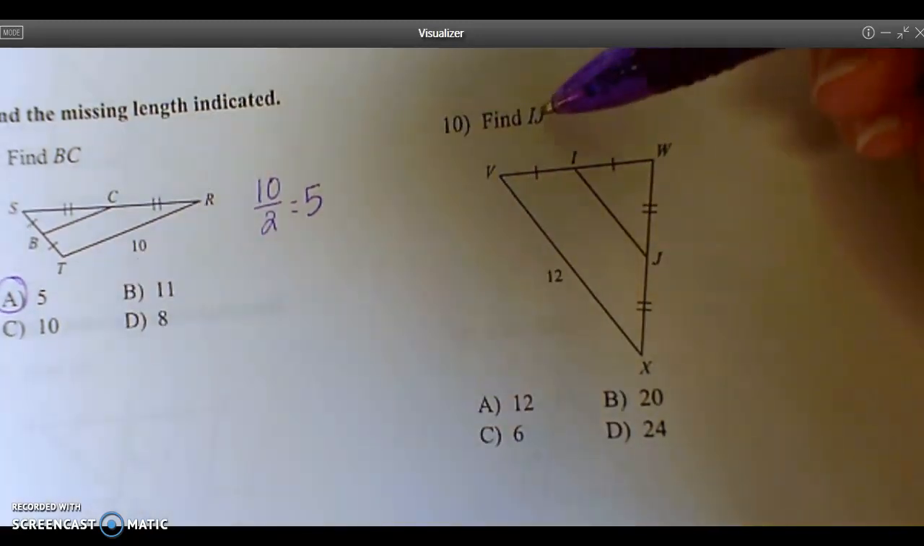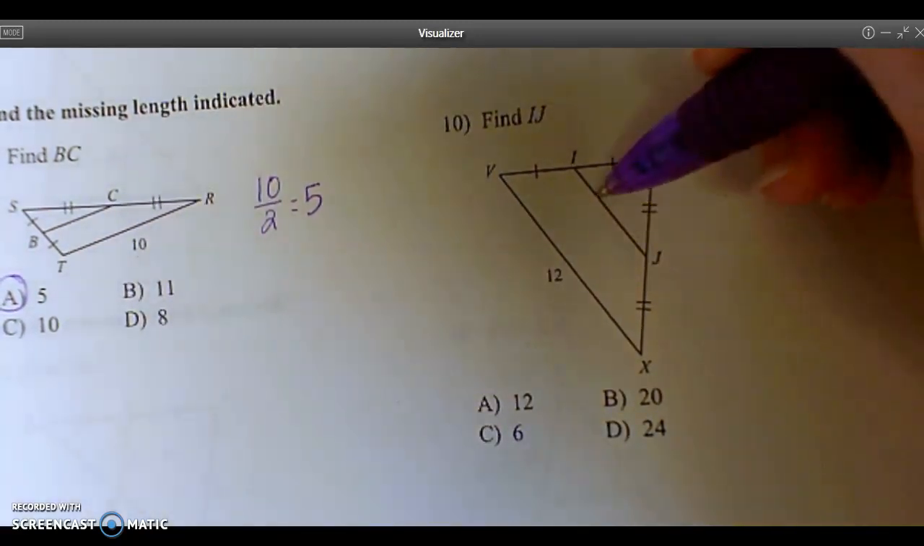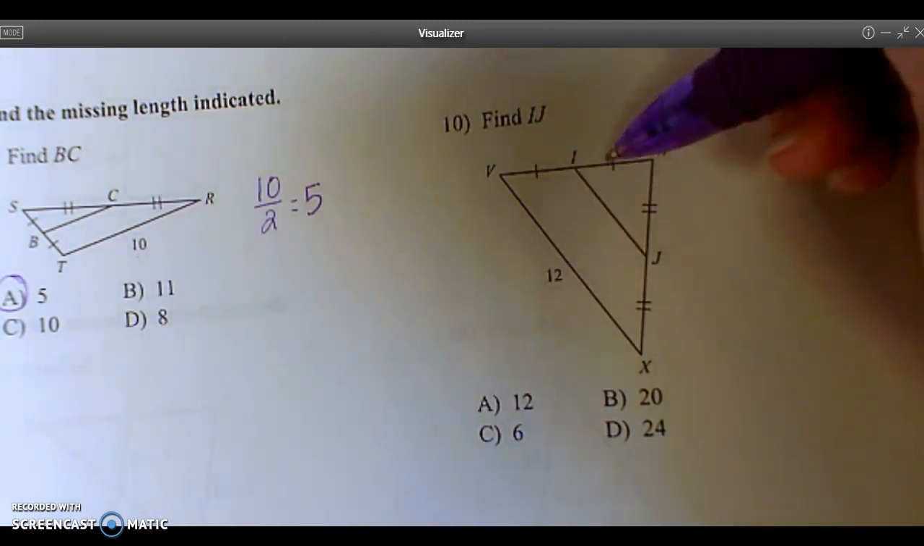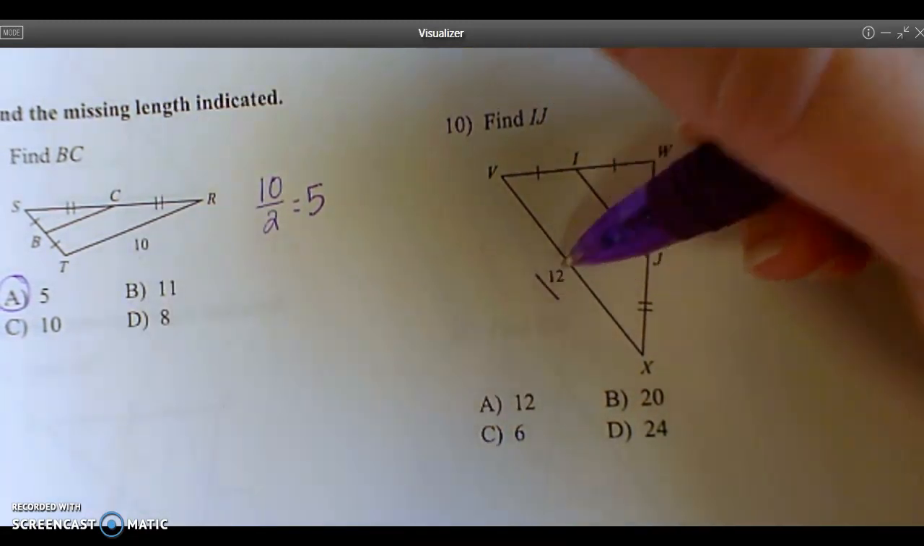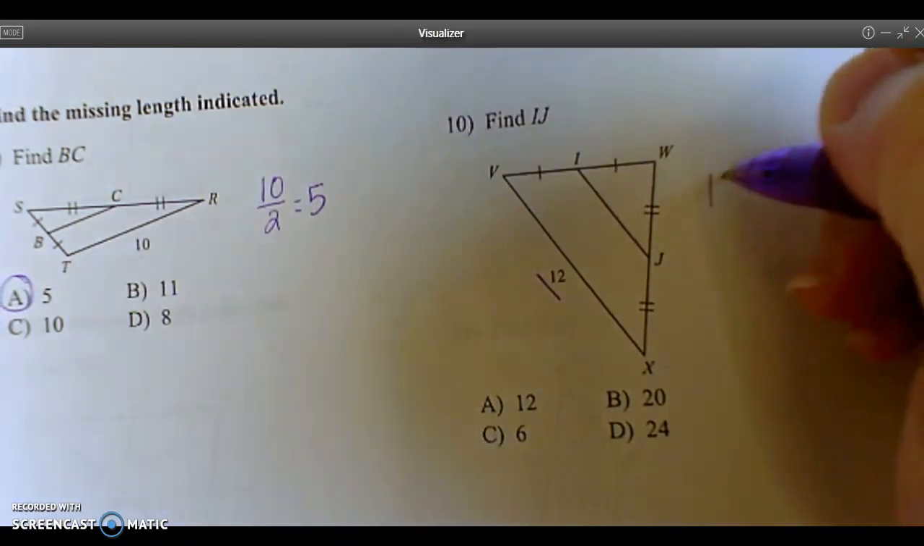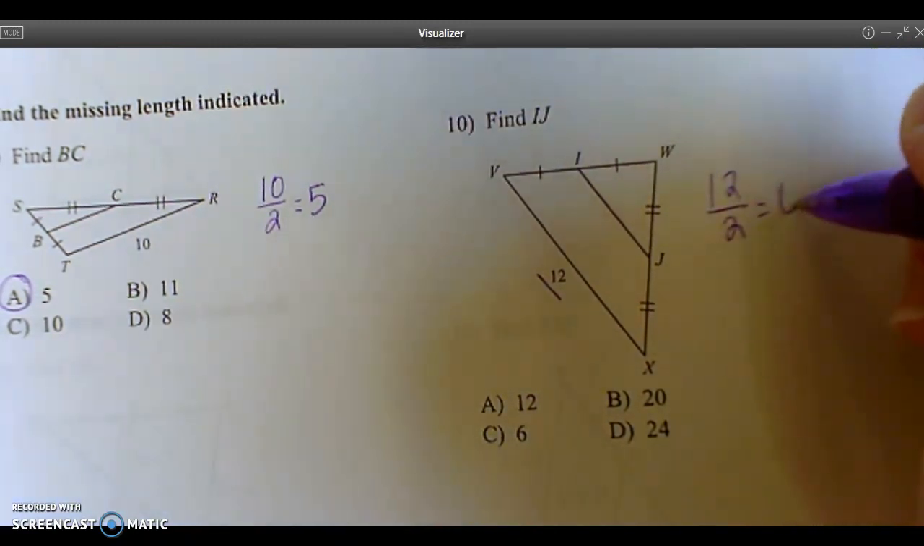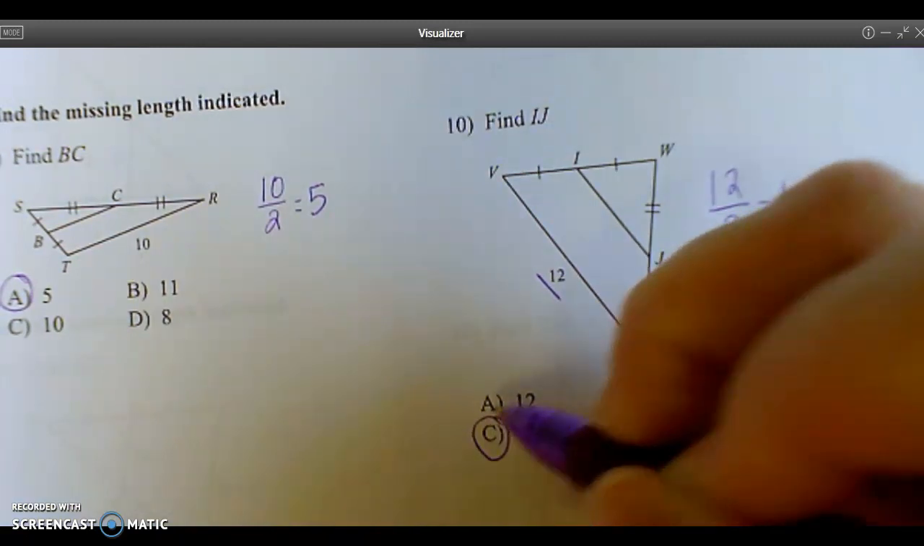Number 10, it says to find IJ. Well, I can tell that IJ is the mid-segment. It's in the middle of these. And the long side is 12. I'm looking for the short side, so I'm going to take 12 and divide by 2. Get 6, so 6 is the answer.